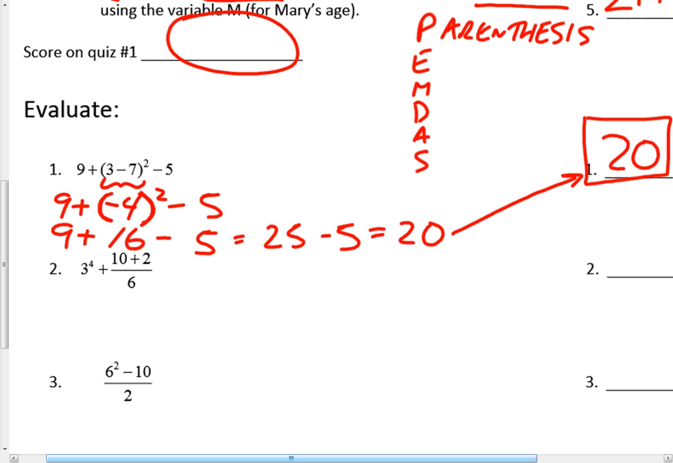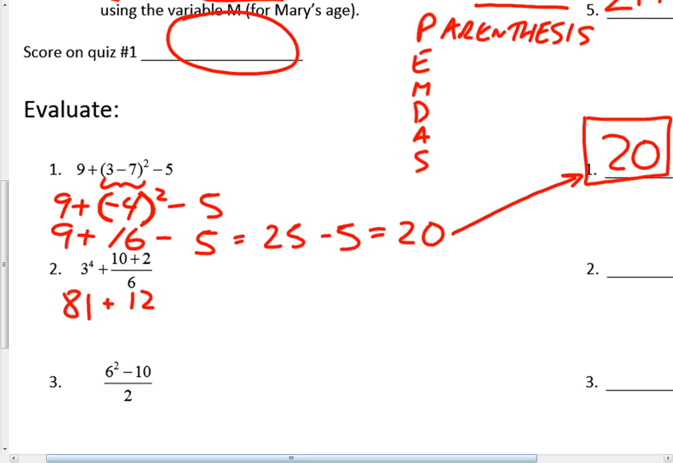A lot of you did 3 to the 4th and you got 81. How many people did that? For some reason, people wrote 81 and then they completely ignored it for the rest of the problem. They saw that and then they concentrated on 10 plus 2. What's 10 plus 2? 12.